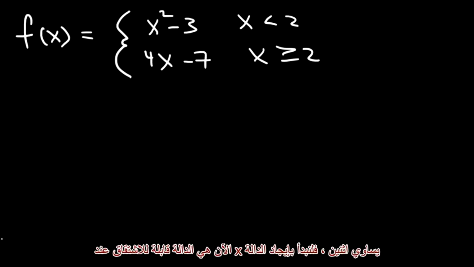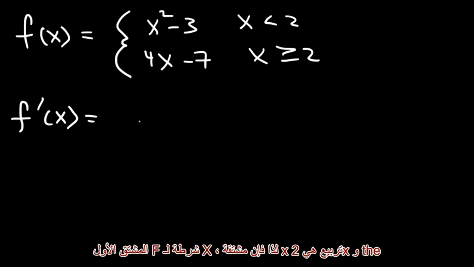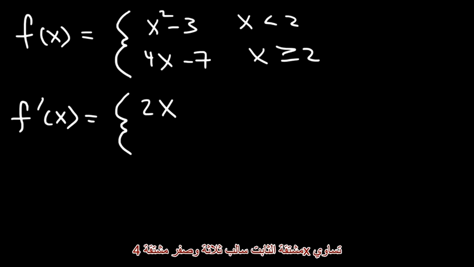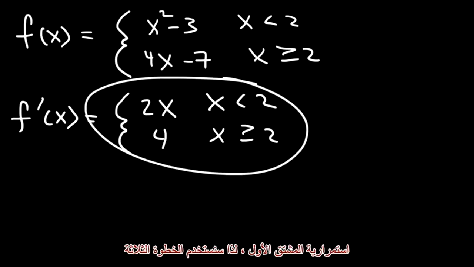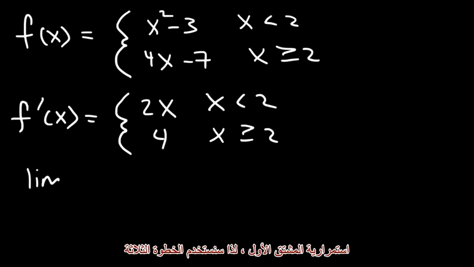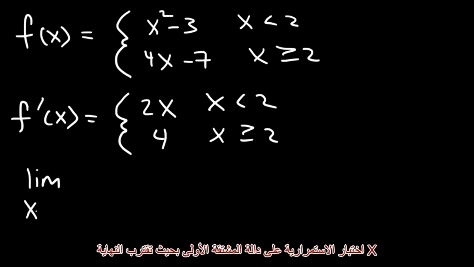Now, is the function differentiable at x equals 2? So let's begin by finding the first derivative, f prime of x. So the derivative of x squared is 2x, and the derivative of the constant negative 3 is 0. The derivative of 4x is 4. So in order to determine if f of x is differentiable, we need to analyze the continuity of the first derivative. So we're going to use the 3-step continuity test on the first derivative function.